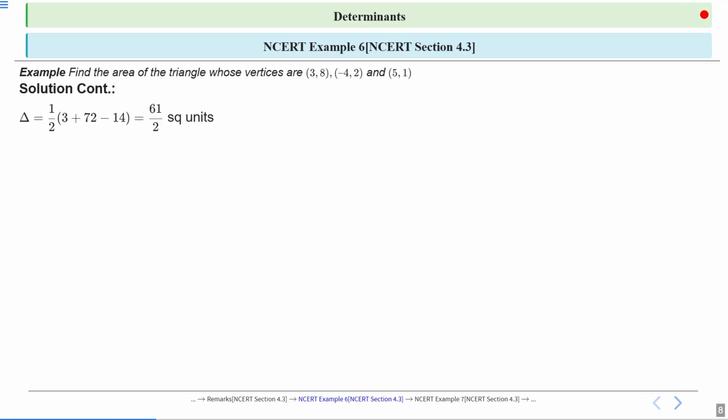So when we simplify, we get 1 by 2 into 3 plus 72 minus 14, that is 61 by 2. Hence, the determinant is 61 by 2. So the area of the triangle with vertices 3, 8, minus 4, comma 2 and 5, comma 1 is 61 by 2 square units. Okay, so by using determinants we can easily find the area of a triangle just by calculating a determinant of order 3 cross 3.